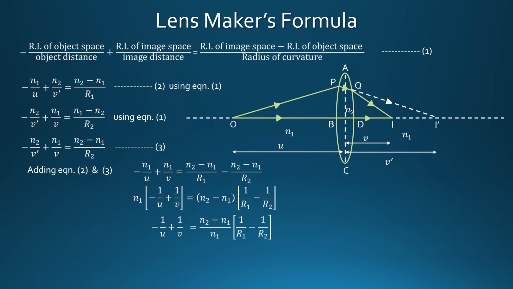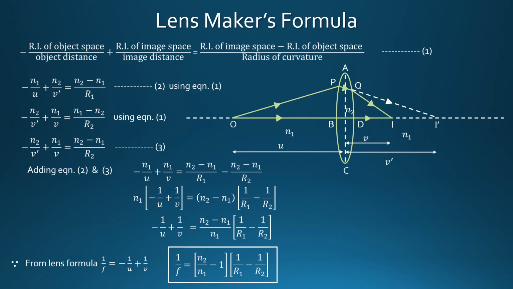So now from the lens formula, 1 by f is equal to minus 1 by u plus 1 by v. So we get 1 by f is equal to, in the bracket, n2 by n1 minus 1, into 1 by r1 minus 1 by r2. So this is known as the lens maker's formula.